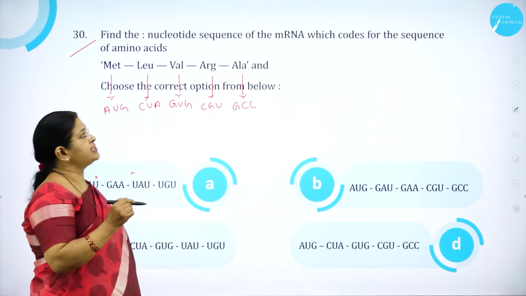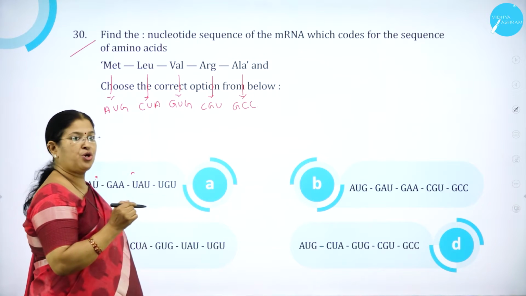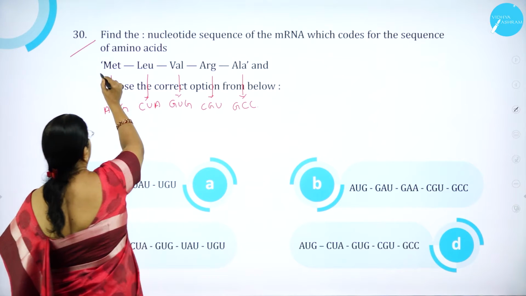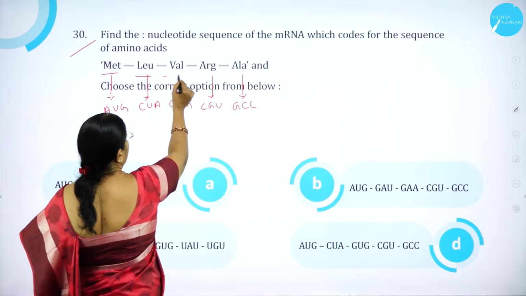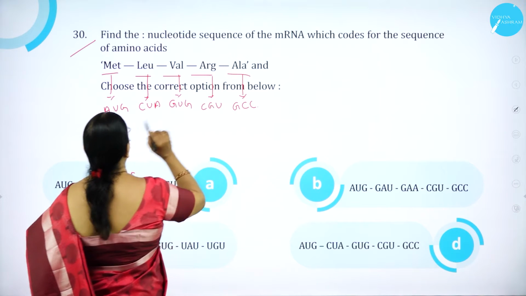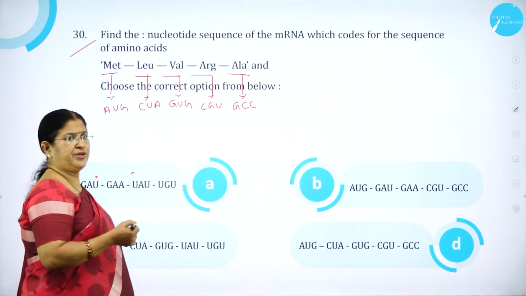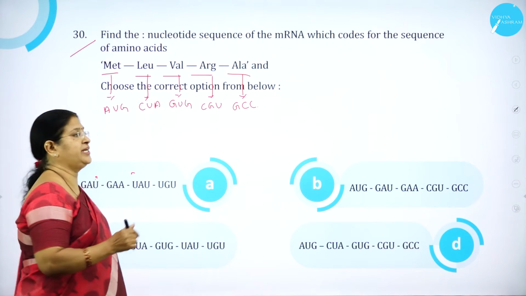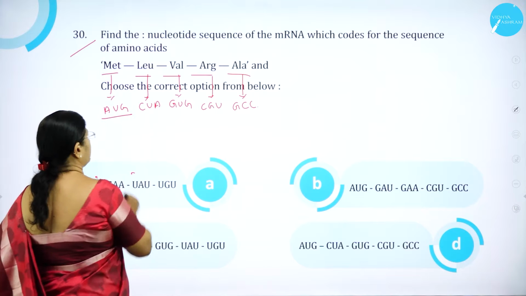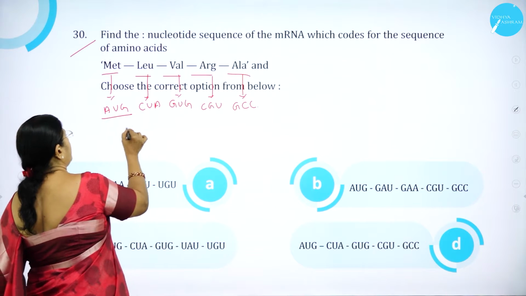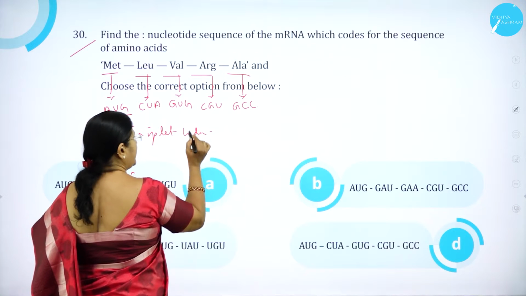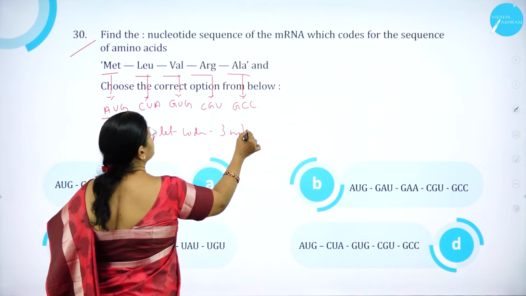Moving on to the 30th question. Find the nucleotide sequence of the mRNA which codes for the sequence of amino acids: methionine, leucine, valine, arginine, alanine. MET stands for methionine. It is always a starter codon, AUG. As I said, triplet codons, which I explained in the previous question, that is 3 nitrogenous bases.